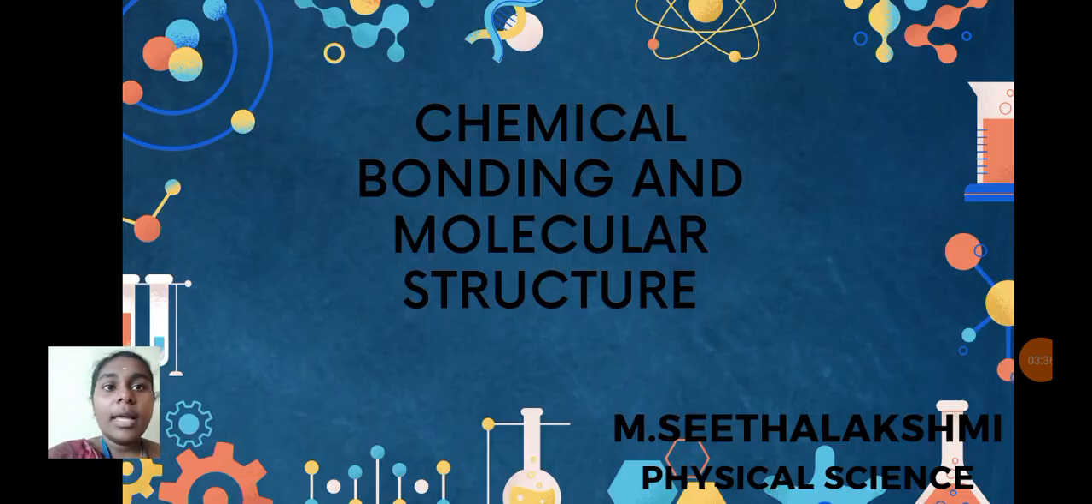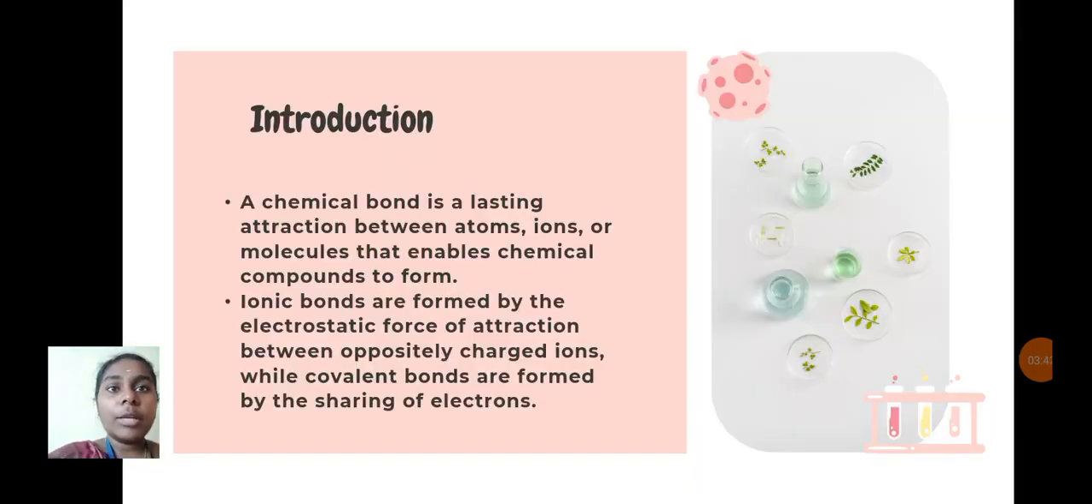Next, chemical bonding and molecular structure. Chemical bonding is the lasting attraction between atoms, ions or molecules that enables chemical compounds to form. Examples are H2O, formed from hydrogen and oxygen. Ionic bonds form through the electrostatic force of attraction between oppositely charged ions, while covalent bonds are formed by the sharing of electrons.